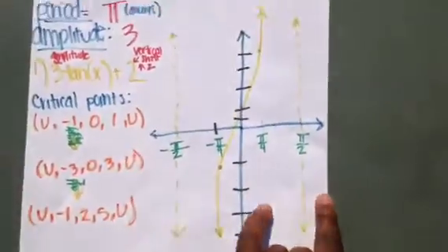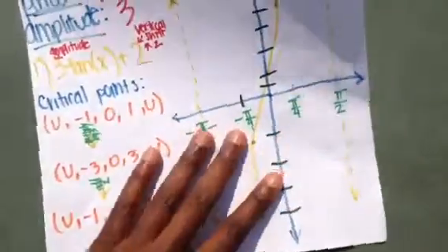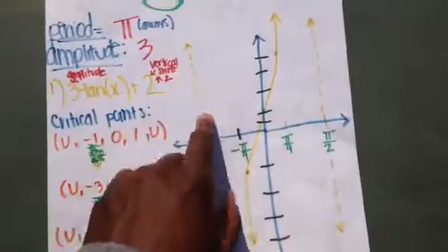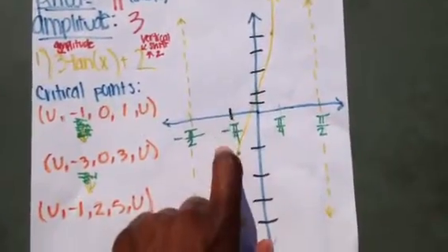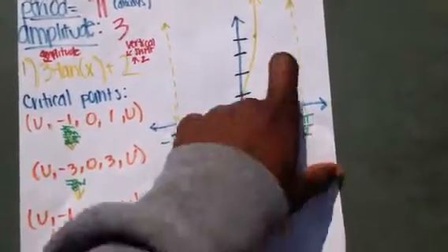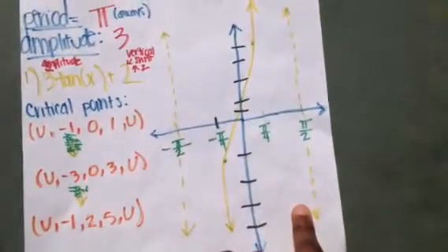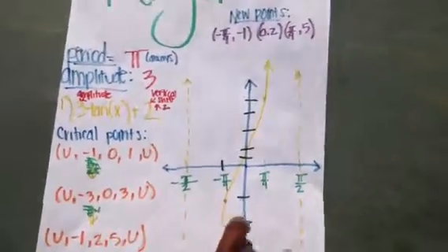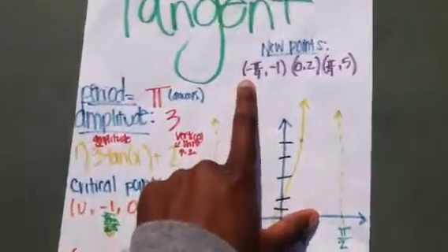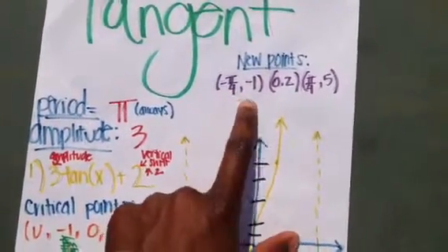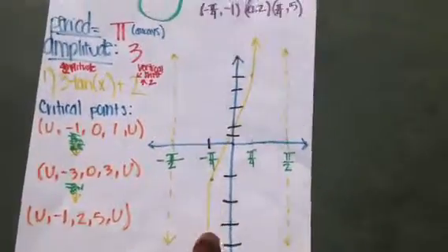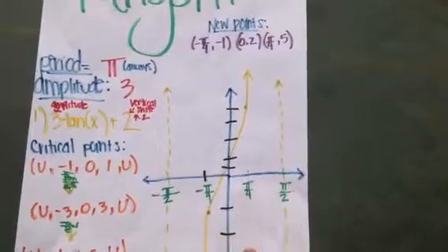With your graph, you will have different points. You will have -π/2, which is always going to be undefined, so you identify that by having a dotted line. You have -π/4, 0, π/4, and π/2, which will also be undefined, and you identify that by a dotted line. You will then proceed to graph your new critical points. So you'll have (-π/4, -1), (0, 2), and (π/4, 5). So you will plot -1, plot 2, and then plot 5.